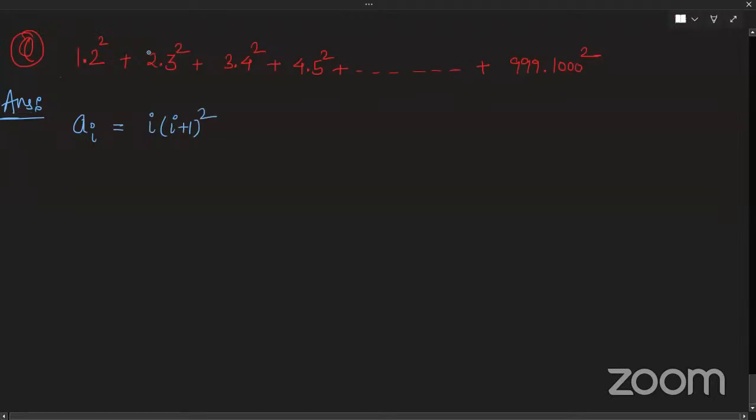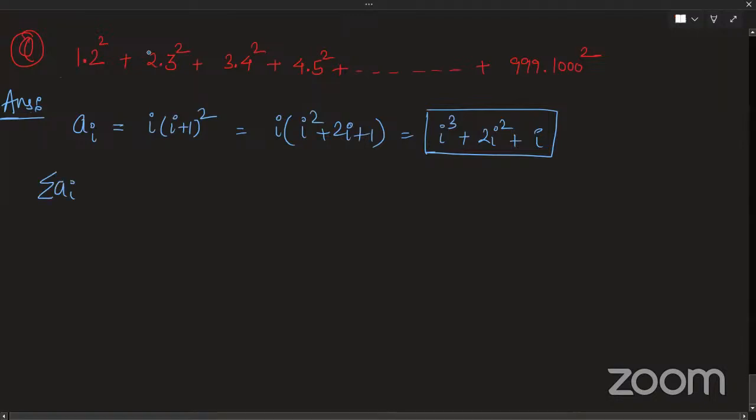It's easy, isn't it? Now it's easy, nothing is left in the question. So open this up a bit. It is i into i square plus 2i plus 1, which is i cube plus 2i square plus i. So can we take the sum, sigma a_i? It is sigma i cube plus 2 times sigma i square plus sigma i.